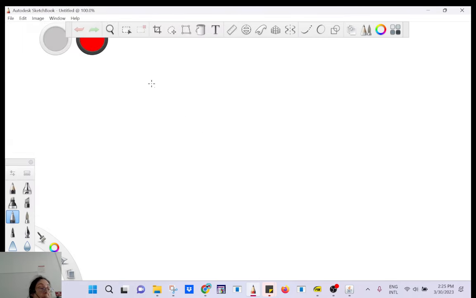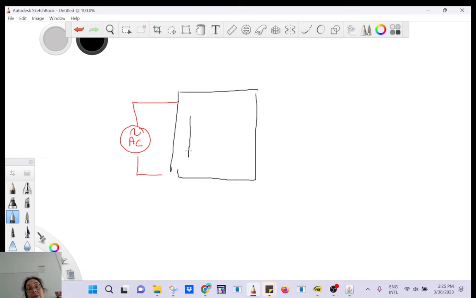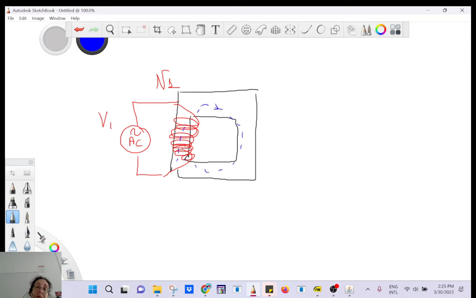Let's see. On one side, we're going to have AC. And then here, we're going to have a toroid, like the one I showed you. Usually it's a square, like a donut, a square donut. So for example here, I'm going to have a loop, loop, loop, loop, loop, many loops. How many loops? N sub 1. And the voltage here is V sub 1. So it's going to induce a magnetic field inside the donut. The magnetic field is going to flow in one direction and then in the other direction.